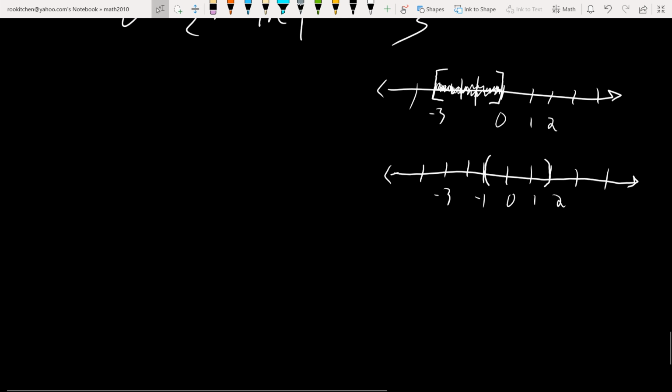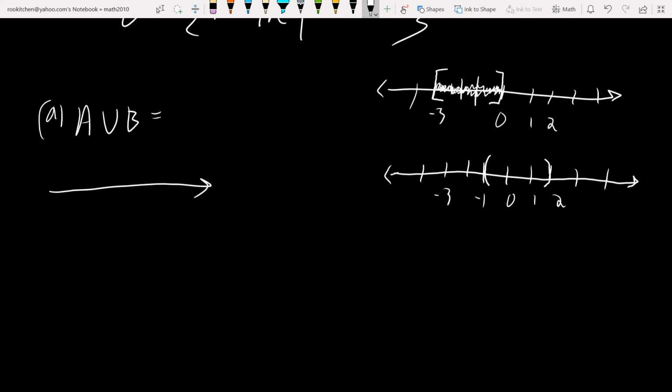Okay, and so let's take a look. A union with B. That means take everything in A and everything in B and smush them together. So I'll be going from -3, including that, and then there's an overlap between the two intervals and it goes all the way up to 2. So we could write that as the set of x in R such that x is greater than or equal to -3 and less than 2.